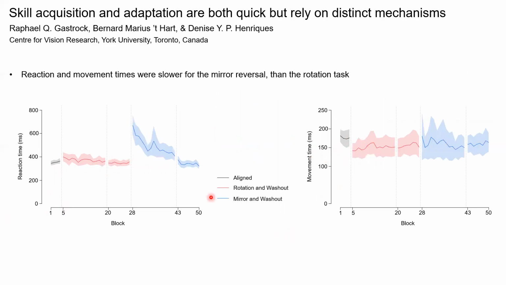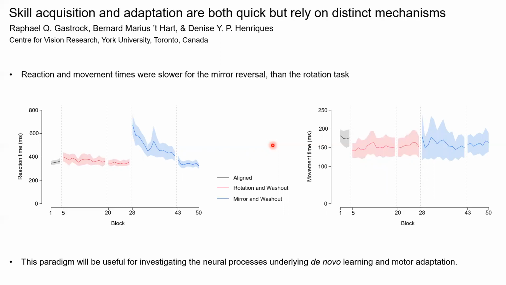For the mirror reversal, however, we see that reaction times are even slower, and although they do go back down, they never get close to baseline levels, although their washout trials do. And their movement times do not really differ from the aligned baseline session. Taken together, these behavioral results show the distinct mechanisms between de novo learning and adaptation, so we could then use this paradigm to investigate neural processes underlying these two types of motor learning.